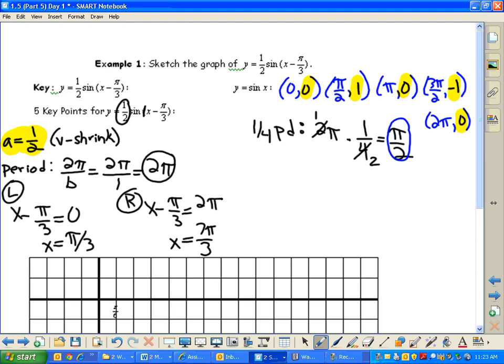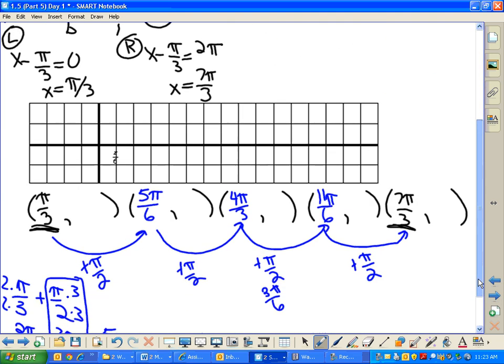So if it goes 0, 1, 0, -1, 0, you just take those values that I highlighted and multiply them by a half. 0 times a half is just 0. 1 times a half is a half. 0 times a half is 0. -1 times a half is -1/2. And then 0 times a half is just 0. And then you're going to see that this graph gets scaled by pi over 6.